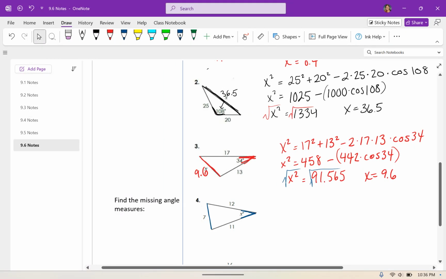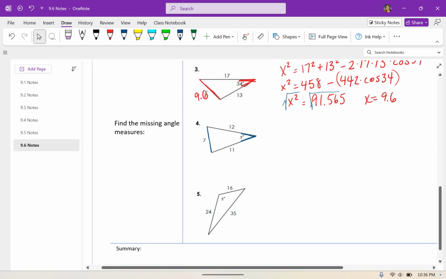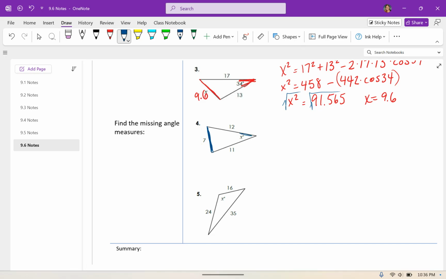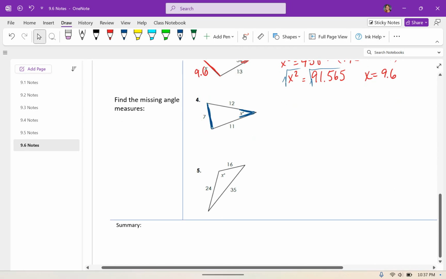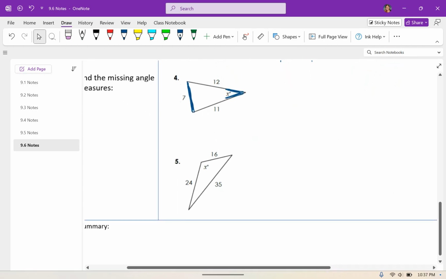Okay, so number 4 and 5 are just a tiny bit more difficult because they give us the 3 side lengths, but not the angle measure, right? So this time we're going to have to find the angle measure, and it's a little bit more like an equation than just plugging numbers into the calculator. Okay, but I have faith in you. We've got this.